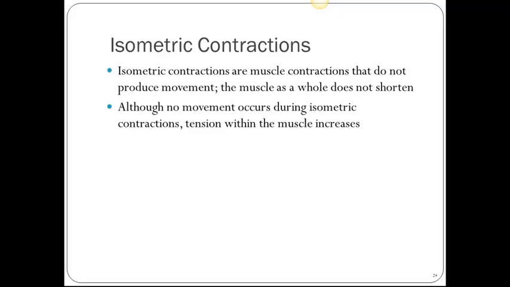Isometric contractions are muscle contractions that do not produce movement. The muscle as a whole does not shorten, and although no movement occurs during isometric contractions, tension in the muscle increases. So this is what happens when we are trying to hold something, like we're holding a box at a 90-degree angle with our arms. That's an isometric hold.